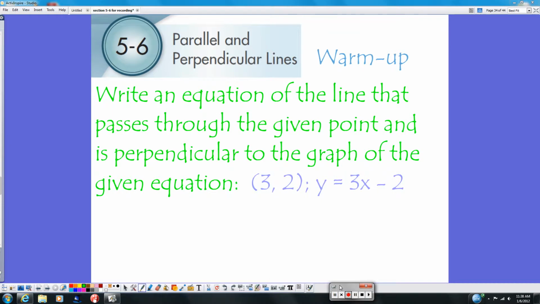Welcome to the final part of section 5.6 where we are going to combine parallel and perpendicular lines. Before we get to that, let's do a warm-up reviewing what we did in day 2 of this section.